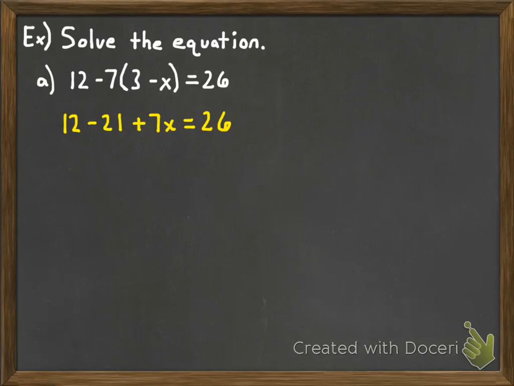Well, I need to do 12 minus 21 here. That's going to be negative 9. Then I copy the plus 7x equals 26. At this point, I've taken care of the S of the SI process. I've simplified the expressions on either side of the equal sign as far as they possibly can go. Because I don't have like terms here, I can't add the negative 9 with the 7x. Negative 9 with the 7x, that's what I mean to say here.